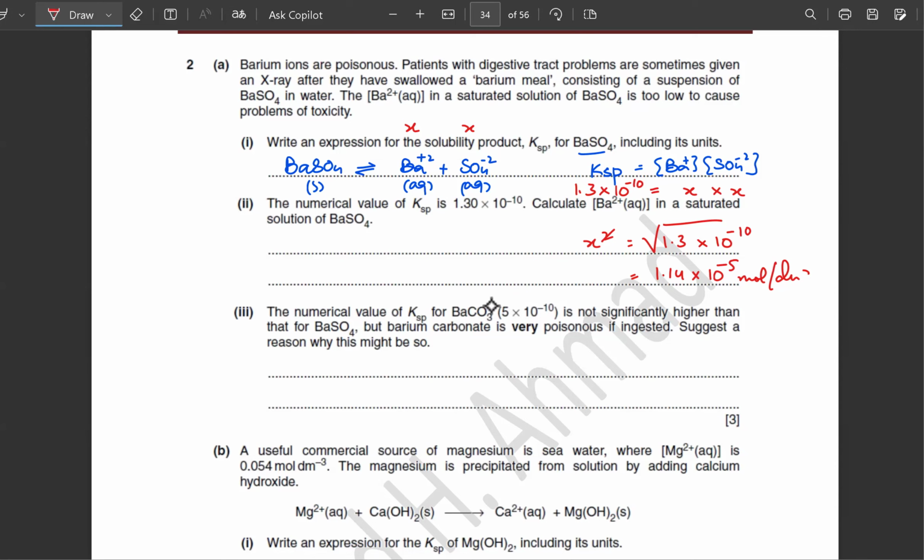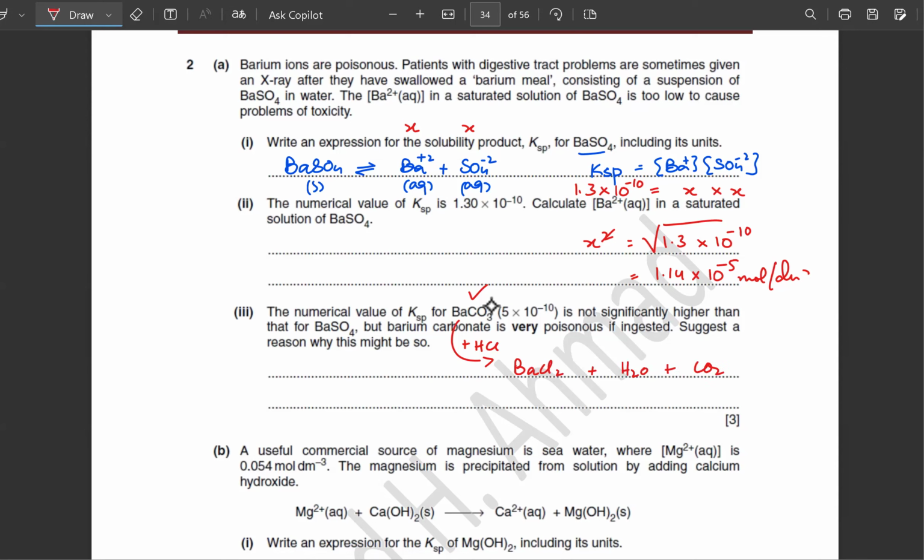Because your stomach has HCl in it, okay? It's got acid in it. So what happens is that when barium carbonate reacts with the HCl in the stomach, remember that carbonates and acids react. So the barium carbonate will get converted into barium chloride plus water plus carbon dioxide.